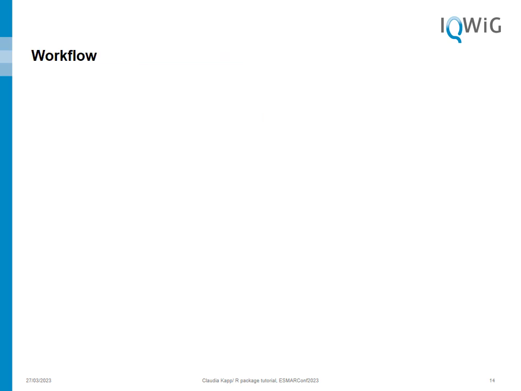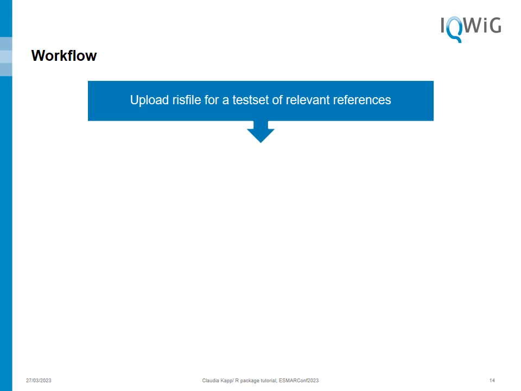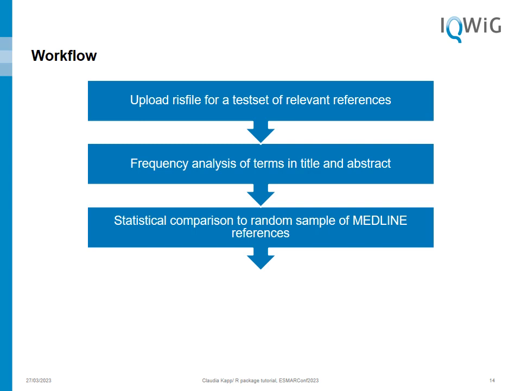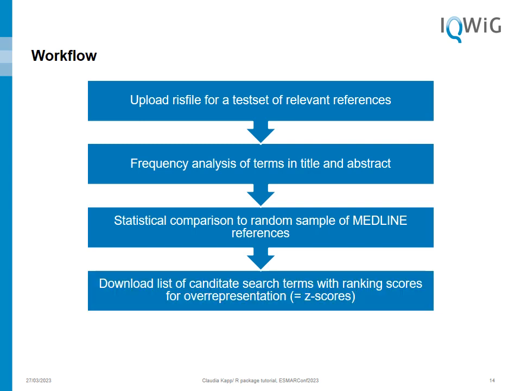First of all, one imports a RIS file with a set of references, the gold standard. Next up, the package automatically conducts a frequency analysis of the terms in title and abstract and compares them to a random sample of references from the Medline database. In the end, you can download a CSV to continue working with the results outside the app.